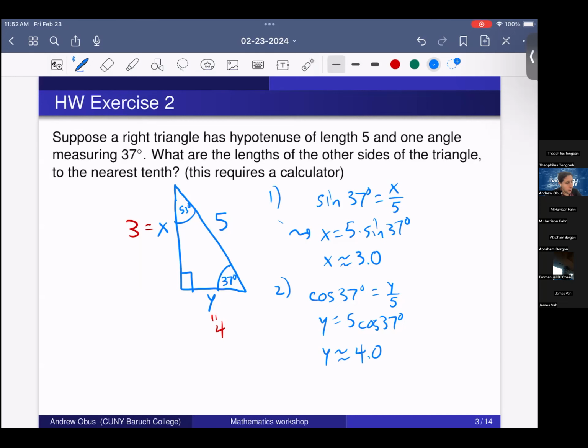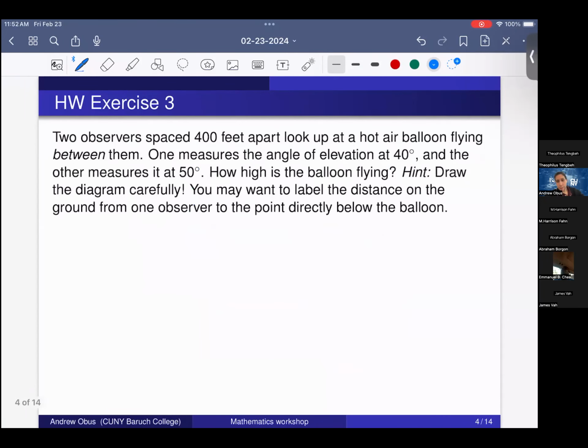Okay. All right, so let's do the next one, which is the harder question, okay? A big trigonometry word problem that uses angle of elevation. Two observers spaced 400 feet apart look up at a hot air balloon flying between them. One measures the angle of elevation at 40 degrees and the other measures it at 50 degrees. And then we want to know how high is the balloon flying? Okay, and the hint is to draw the diagram carefully. That's always the hint for every trigonometry problem, is to always just draw the diagram carefully.